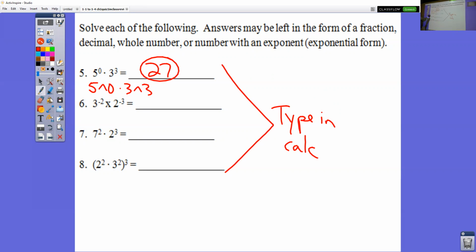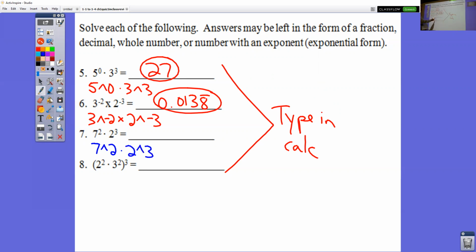In question number 6, 3 caret button -2 times 2 caret button -3. Make sure you're using the negative sign, not the minus sign. You get an answer of 0.01388888888, or 8 repeated. In question number 7, you have 7 caret button 2 times 2 caret button 3.